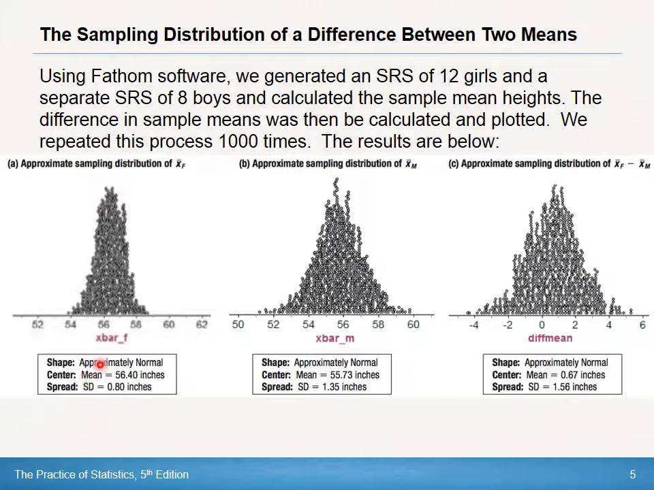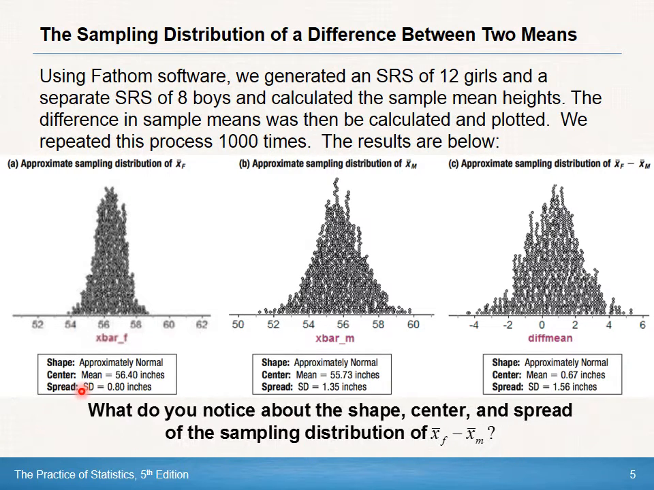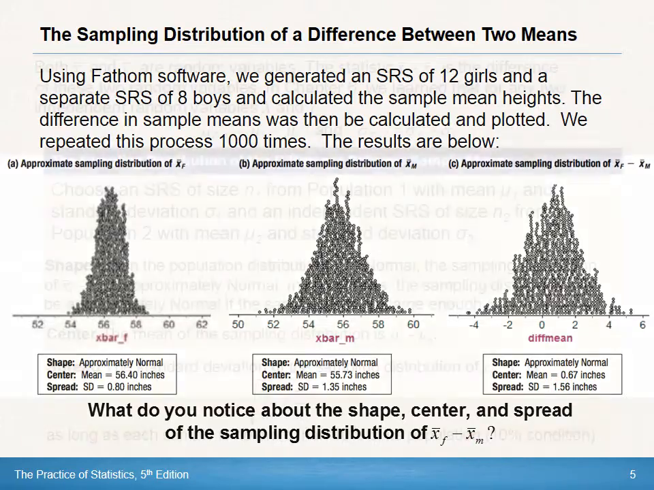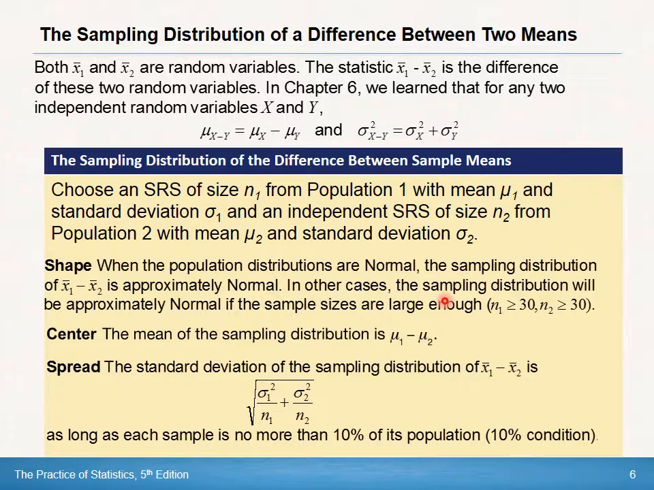The mean for the girls is right at 56.4, which was the mean of the population. The mean for the boys was 55.7, which was the mean of the population. And look at the mean of the differences: 56.4 minus 55.7, 0.67 inches. So we are subtracting them. The standard deviations, or the spread, are 0.8 and 1.35. We cannot add them or subtract them like before, so we have to figure out another way to find the spread.